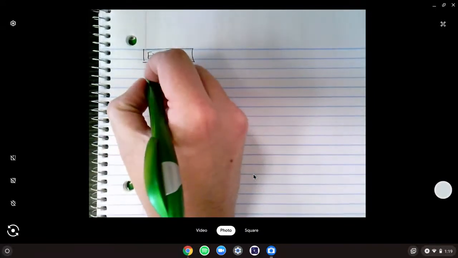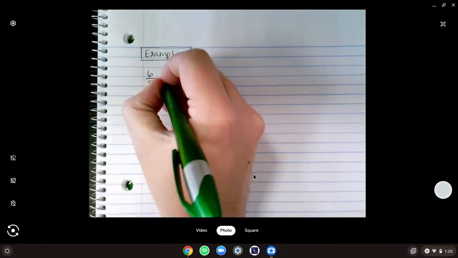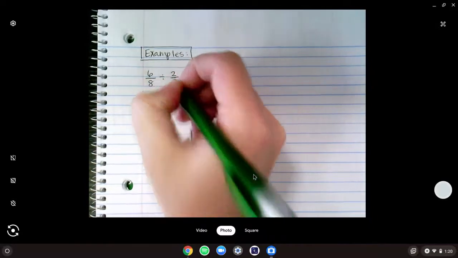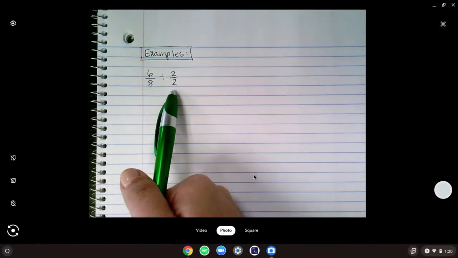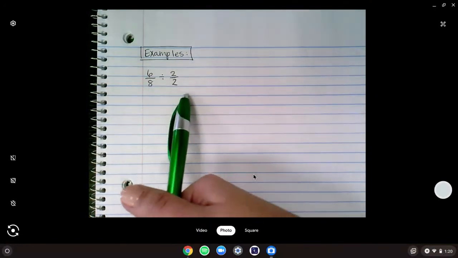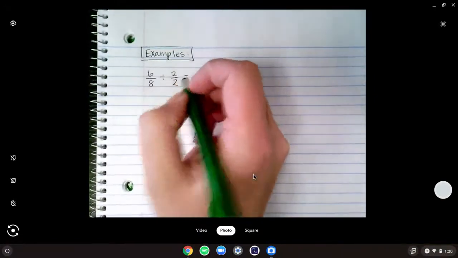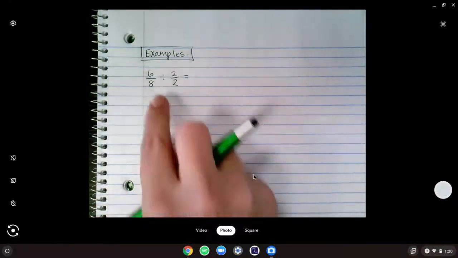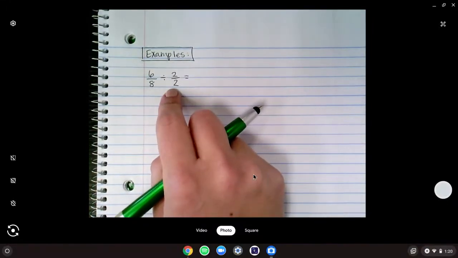Our first one, let's start with 6/8. This time I'm going to tell you what we're going to divide by, so that way we can see how we do those steps. Sometimes we'll give you what you should divide by. We're dividing by 2 halves. All right, so now I go through my algorithm. I'm dividing by an equivalent fraction that equals 1.